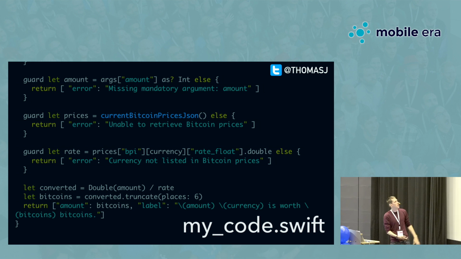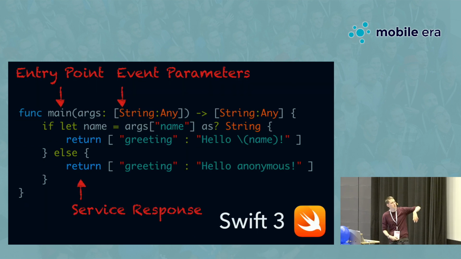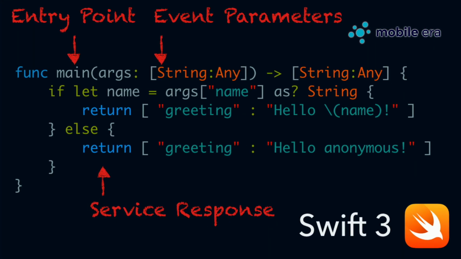So for Swift, it's going to look like this. This is a Swift 3 runtime, and this is what it looked like when we originally integrated Swift. You can see that essentially all you need is a function called main, which takes a dictionary of type String, Any and returns a dictionary of type String, Any. And then you can write your code in the middle of it. You can call other functions. You can use third-party packages. And that's what the event handler looks like. You just need a function called main. It's a very lightweight interface.